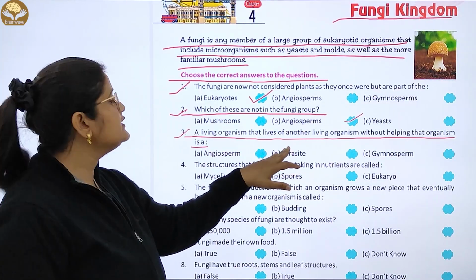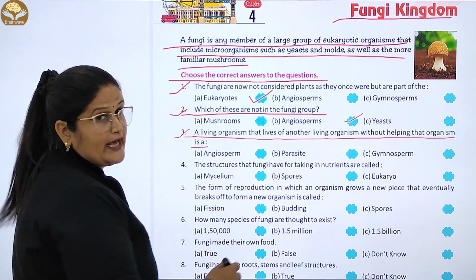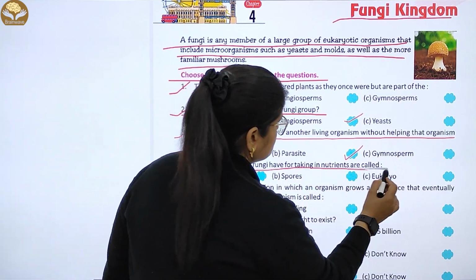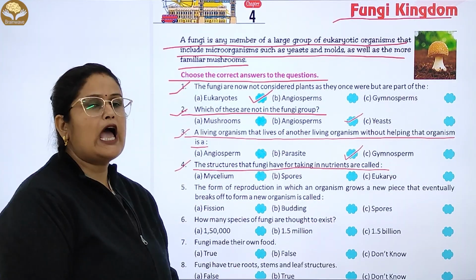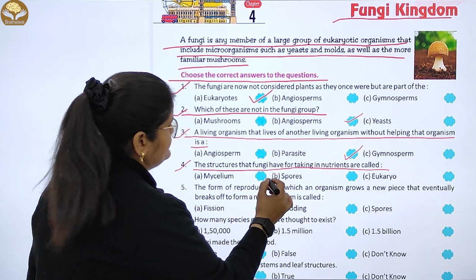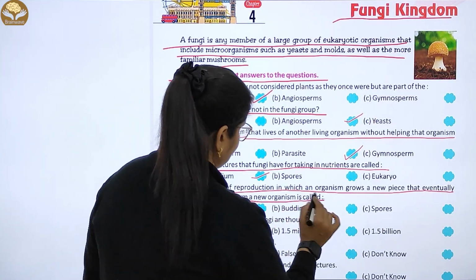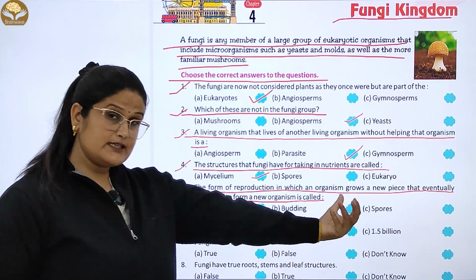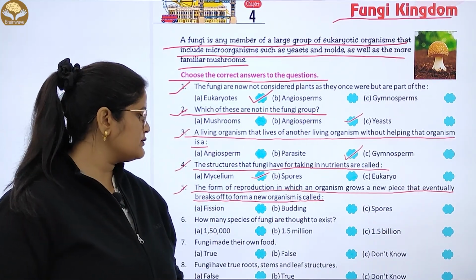A living organism that lives off another living organism without helping that organism is a parasite. Number 4. The structures that fungi have for taking in nutrients are called mycelium. The form of reproduction in which an organism grows a new piece that eventually breaks off to form a new organism is called fission.